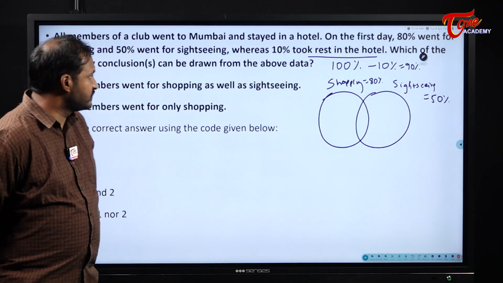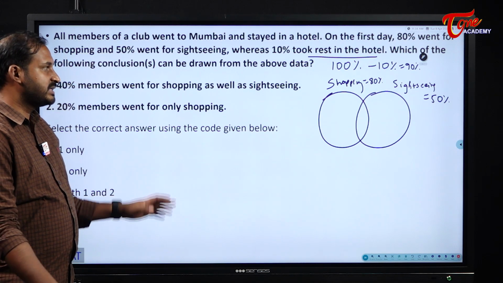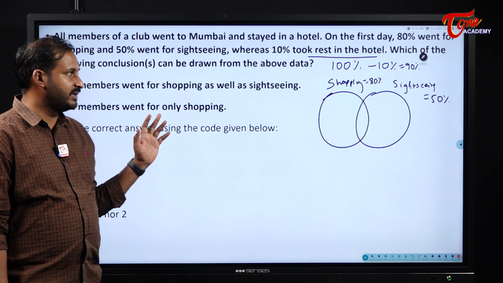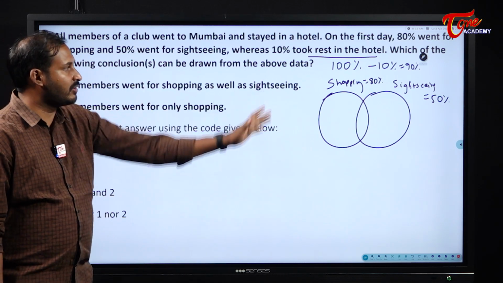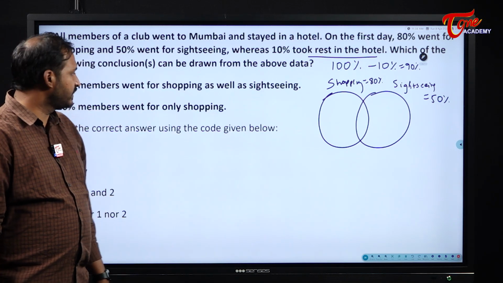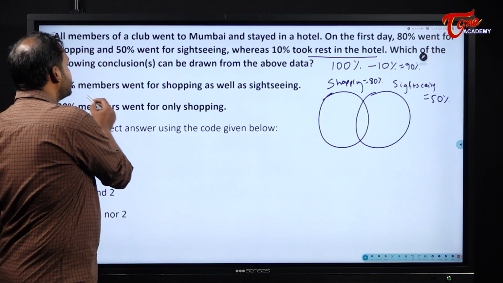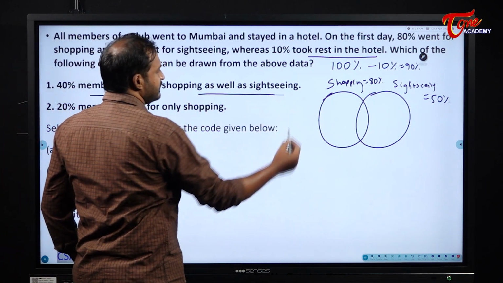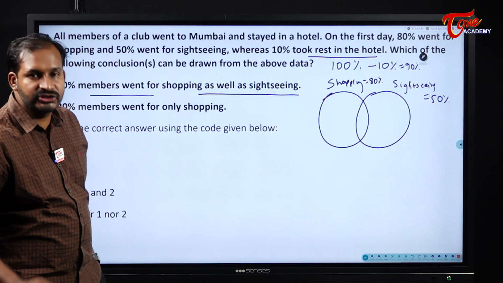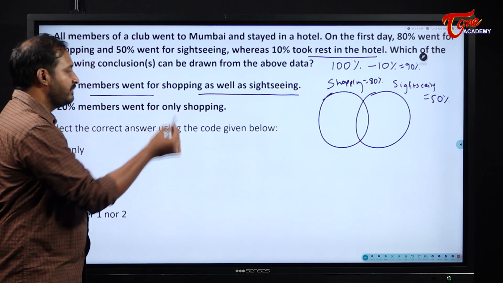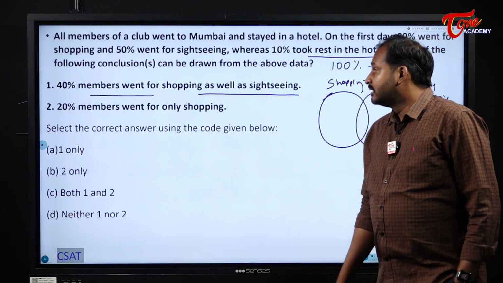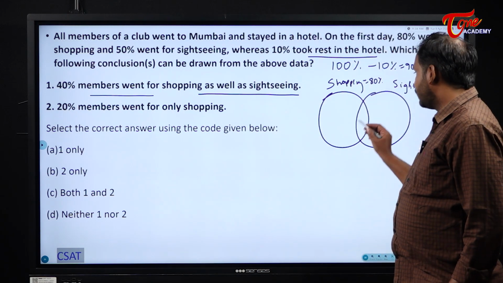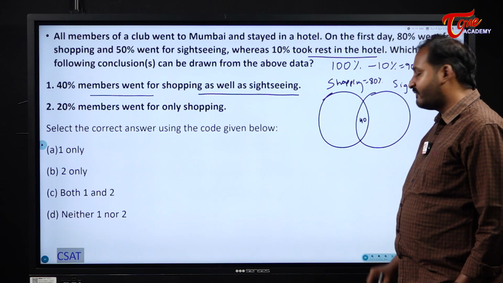Now, please see here, students. We don't know what percent went for only sightseeing, what percent went for only shopping, something like this. Which of the following conclusions can be drawn from the data? 40% members went for shopping as well as sightseeing. For example, if I assume that the first case is 40, he is telling that 40% of people went for shopping as well as sightseeing. Now 40% went for both, so I will write 40 here.